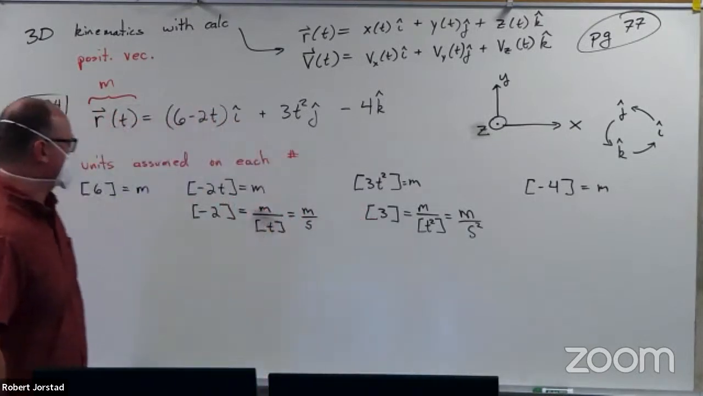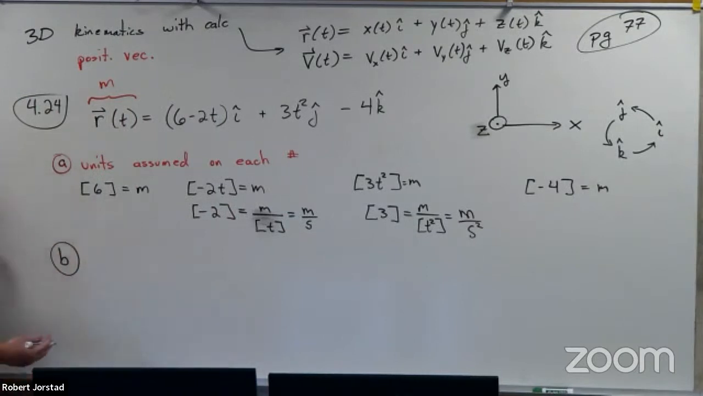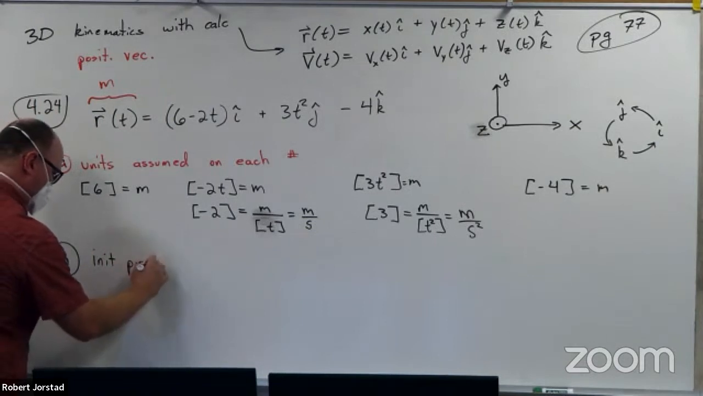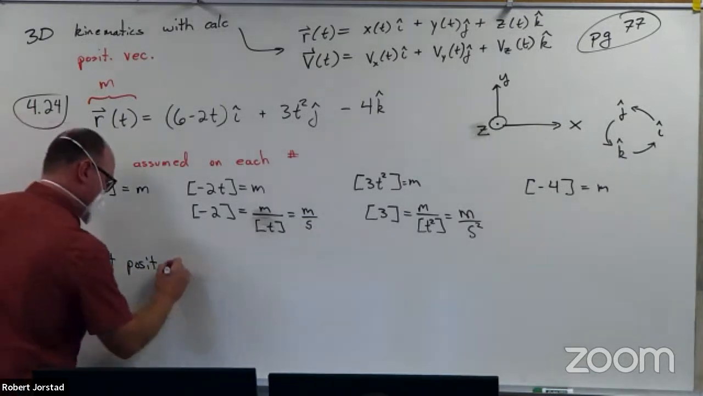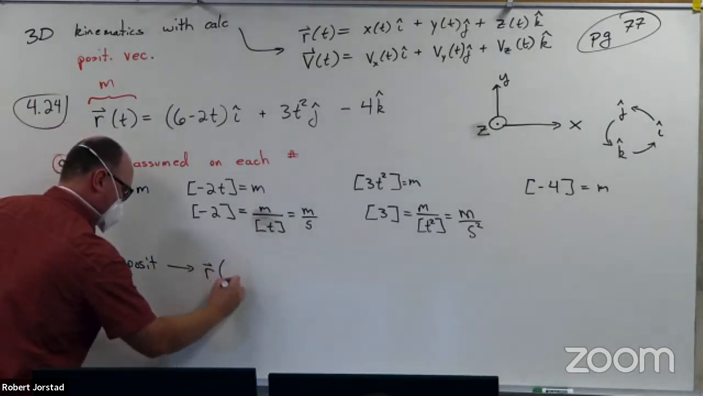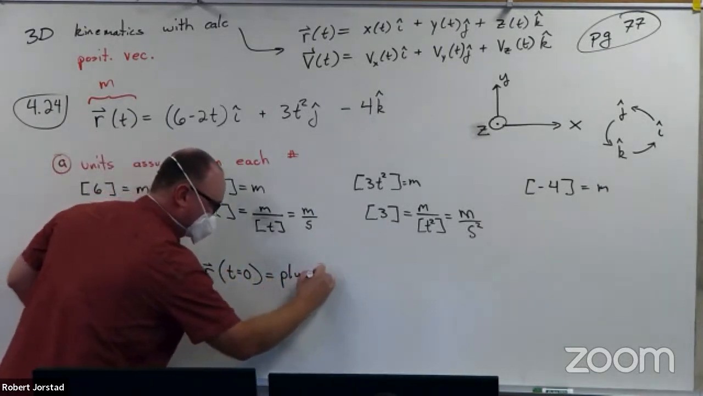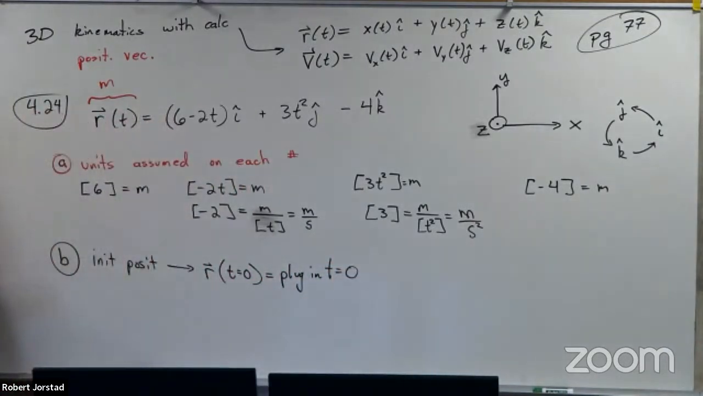What is the initial position? Part B. What does that sentence mean? Initial position. Position when t equals 0. Okay, what is position in this problem? R of t equals 0. Plug in t equals 0, and that's how you get the initial position. Is everybody okay with that? What do you get in this case?